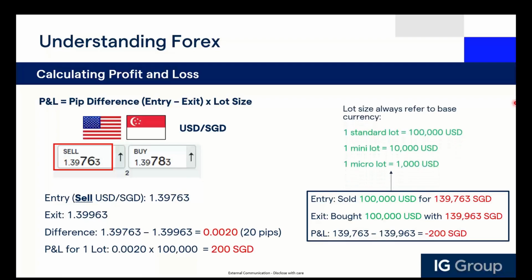Okay, so again to recap, a standard lot is 100,000 of the front currency, and the 100,000 is not referring to the SGD. The trade of a standard lot, one lot, is always to buy or sell 100,000 USD.